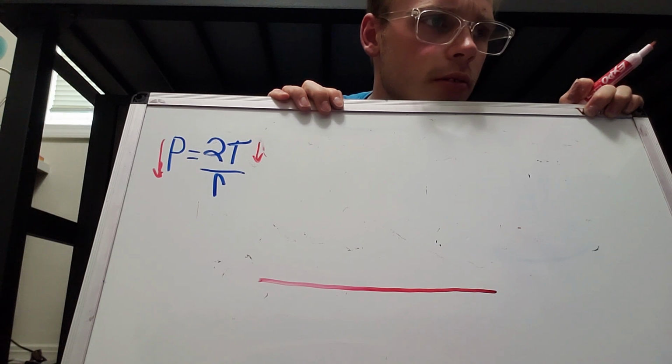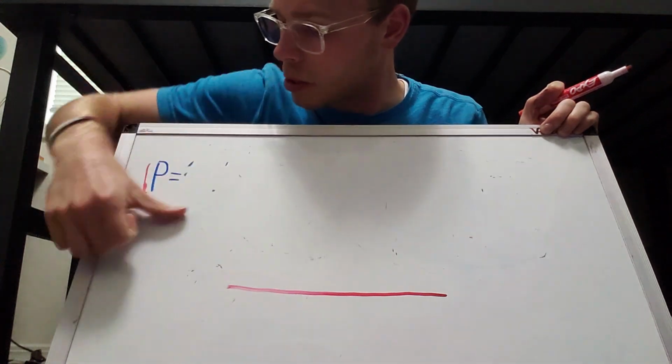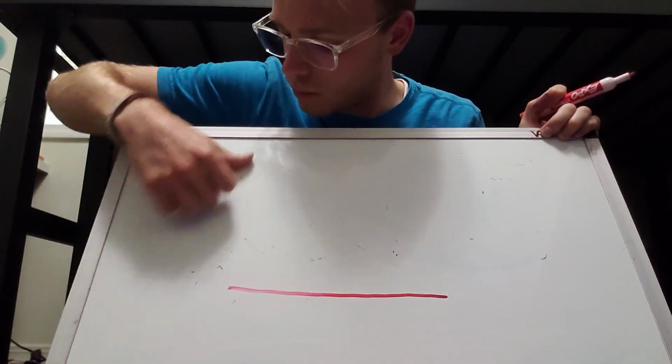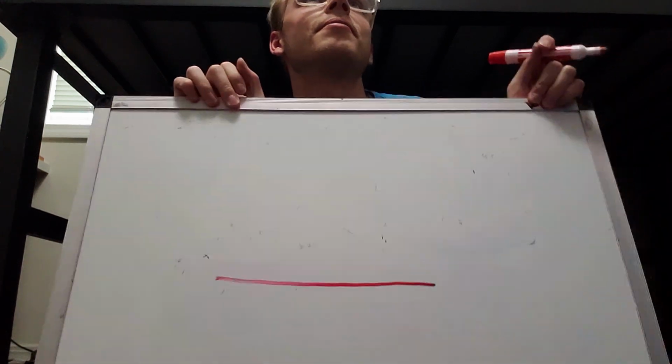Explain how CO2 is transported in the blood. Okay. We're going to talk about gas exchange now. Actually, first we're going to talk about hemoglobin.